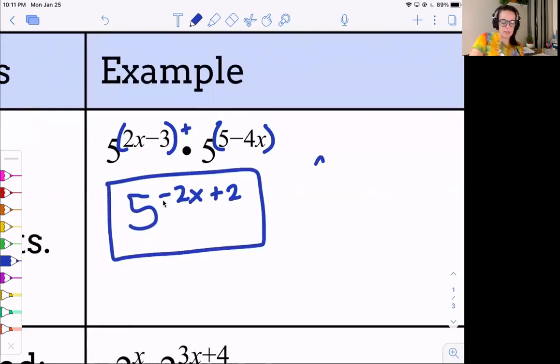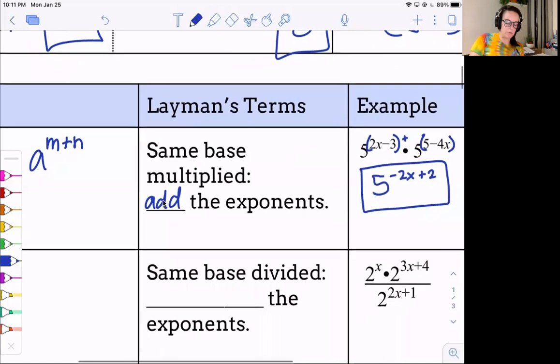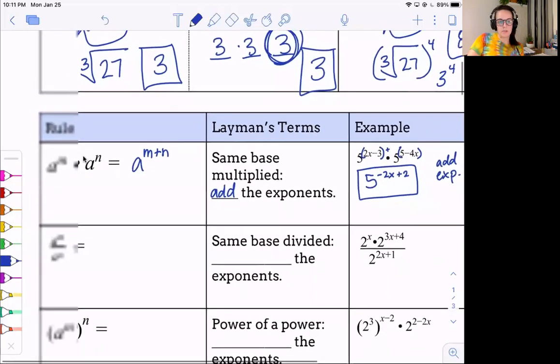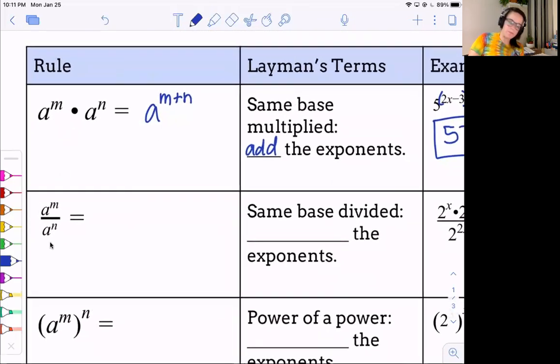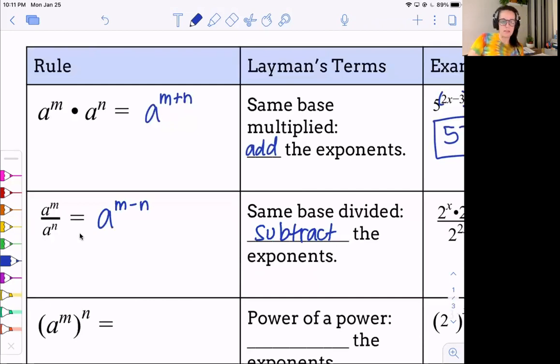So they're being multiplied, so we add exponents. Right? That is our first rule. Our second rule is this one here. If we have the same base being divided, we're going to subtract the exponents. Right? So if it's a to the power of m over a to the power of n, we'd have a to the power of m minus n. So we have whatever this is, we're subtracting this one here.